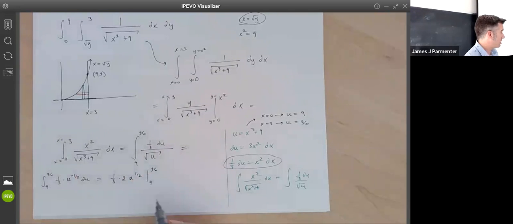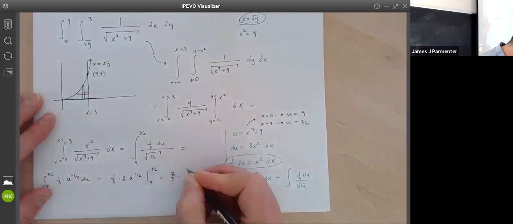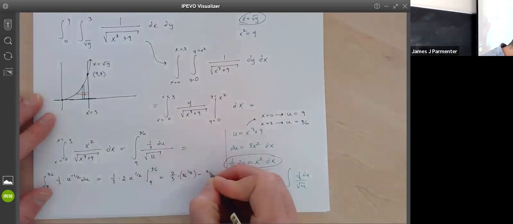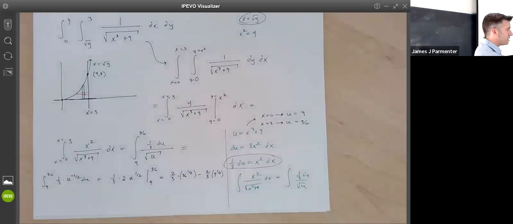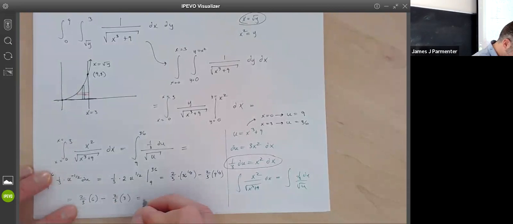And then we're just going to plug in the 36 and the 9. There's no reason to switch back to x cubed plus 9 for u. So we're going to get 2/3 times 36 to the 1/2 minus 2/3 times 9 to the 1/2. And those are nice numbers. Square root of 36 is just 6. So we get 2/3 times 6 minus 2/3 times 3, which is just going to be 4 minus 2, which is 2.